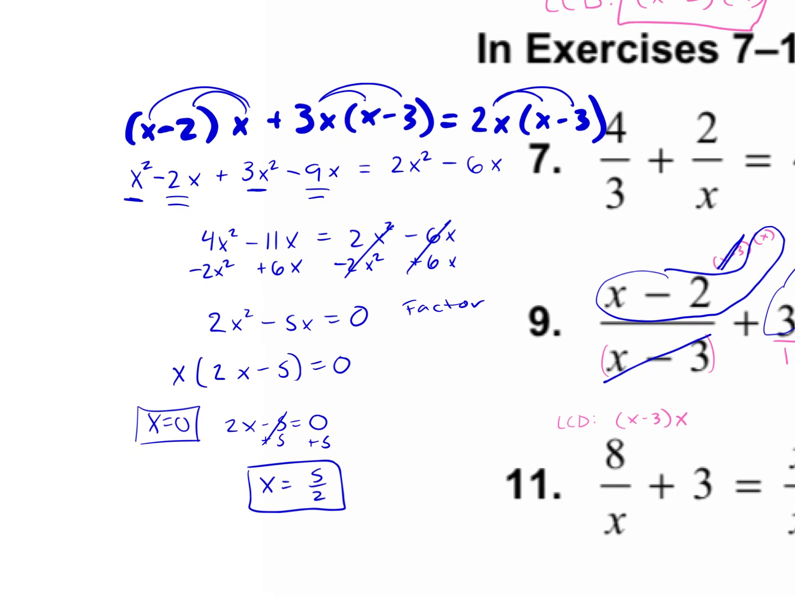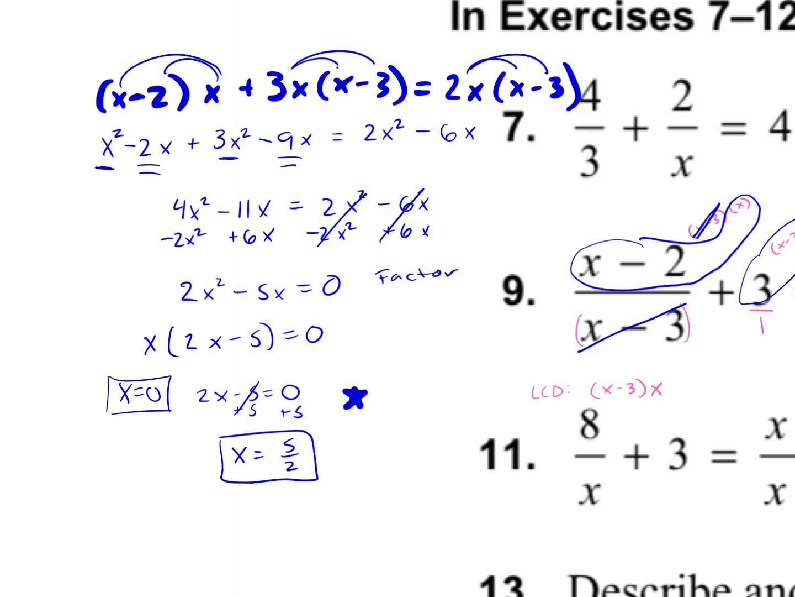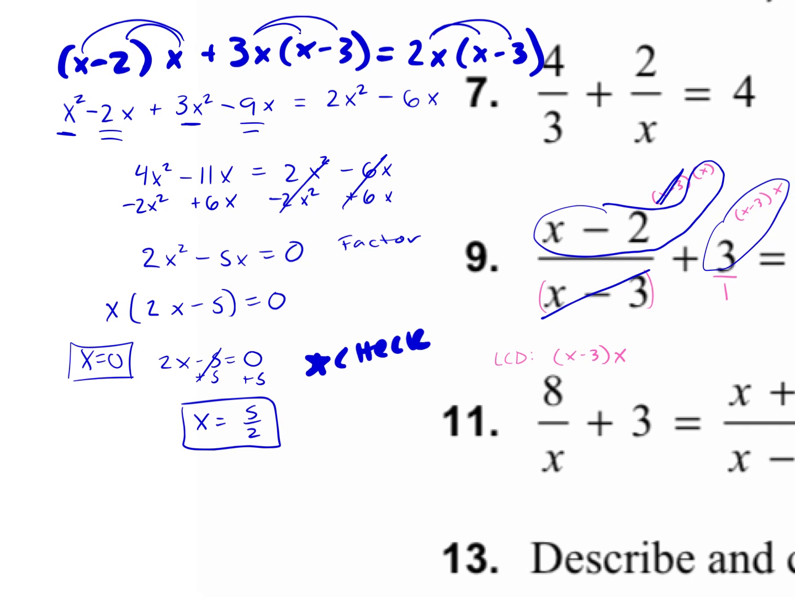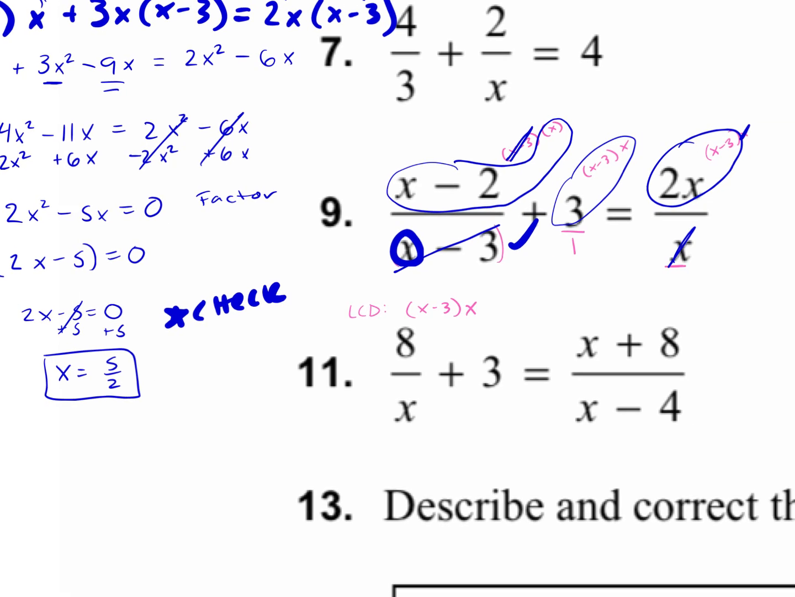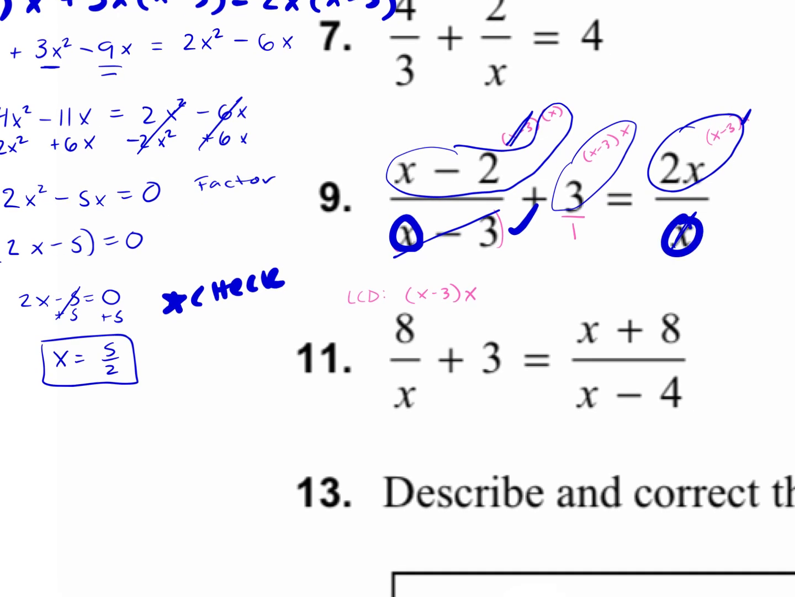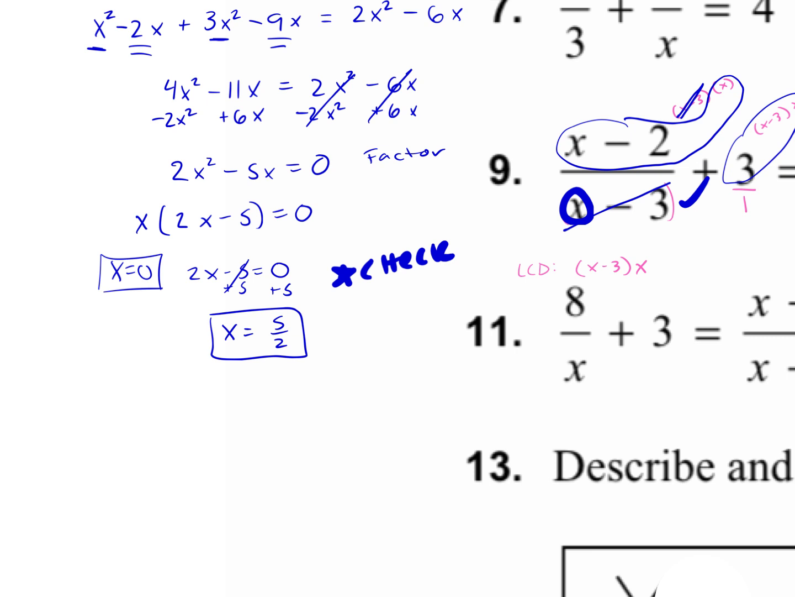If I get 2 answers, what do I have to do? Plug them into the denominators to check. So let's start by plugging in 0. 0 minus 3 would be what? Negative 3. So we're good there. What about 0 in my denominator? Is that allowed? No. So what does that mean? 0 is not an answer.